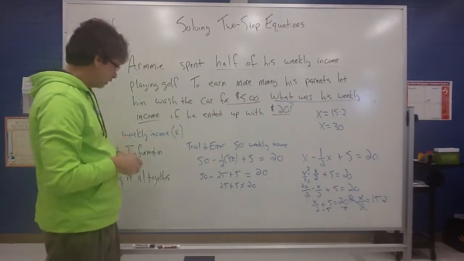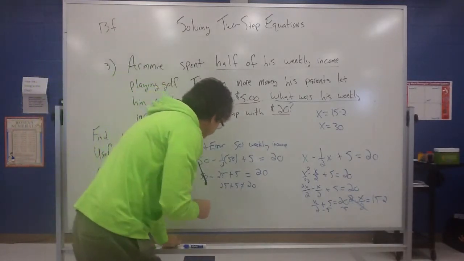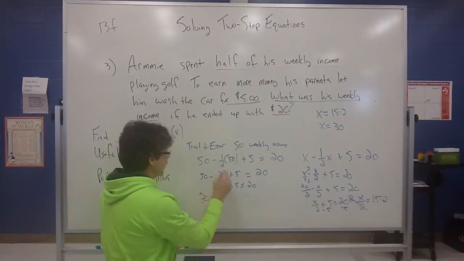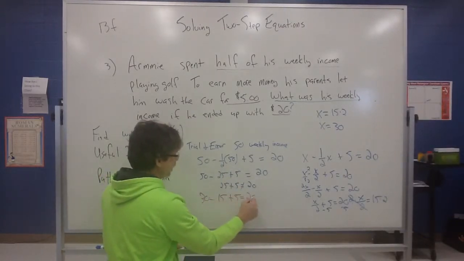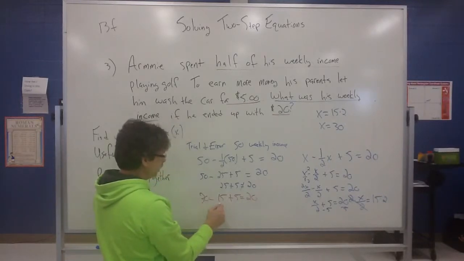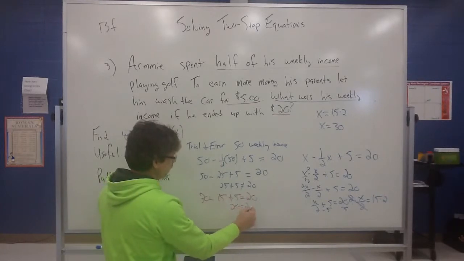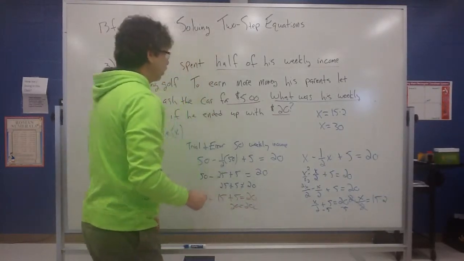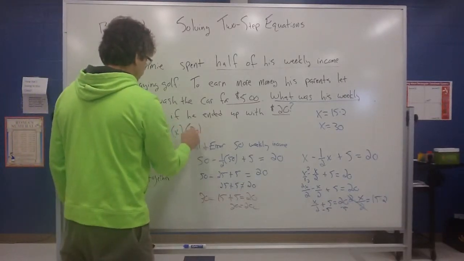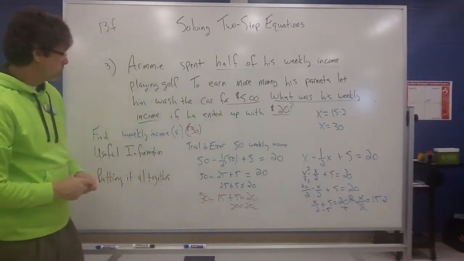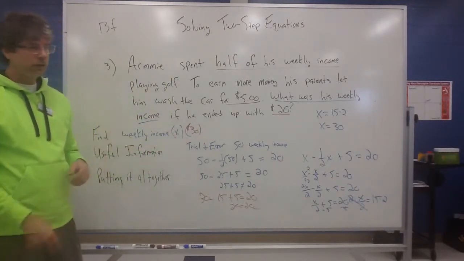So what we're saying is his weekly income should be 30. Let's see if we check that. If we put a 30 in here, half of 30 would be 15, and if I add 5 to that, does that equal 20? Well, 30 minus 15 is 15. 15 plus 5 is 20. That makes a true statement. So his weekly income is $30. So I can put that 30 right up over here and say, hey, my weekly income is x, which is, again, $30 there.